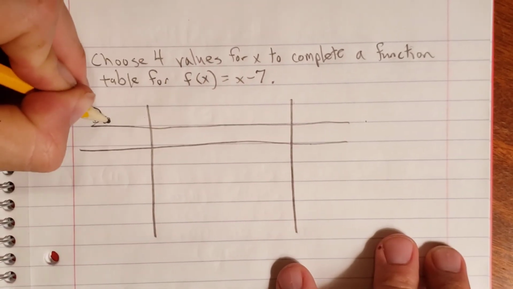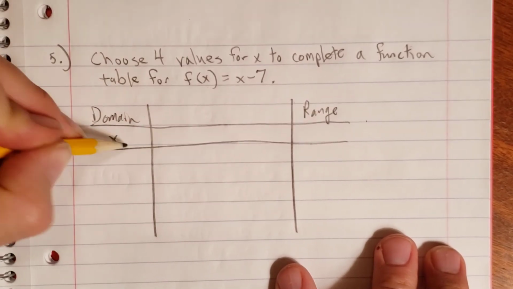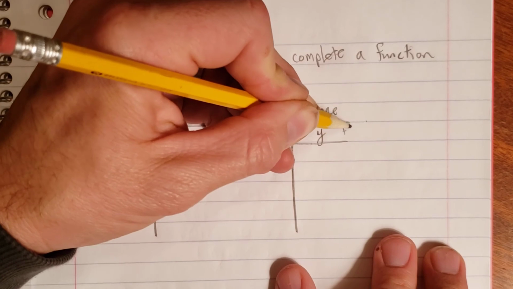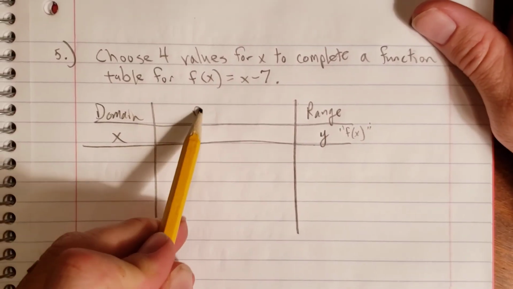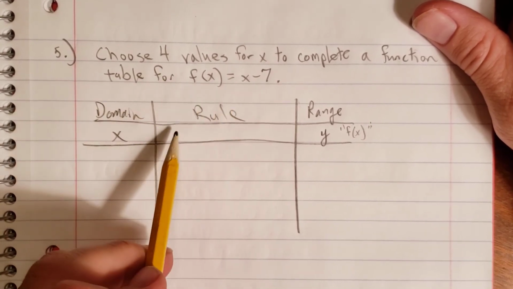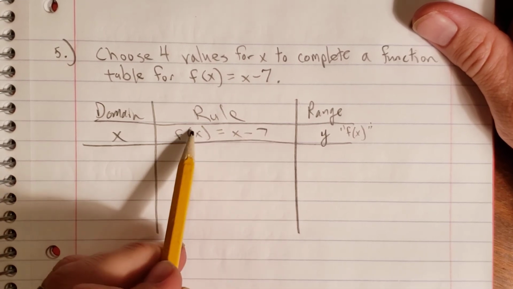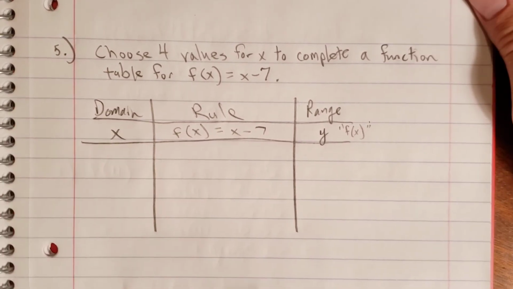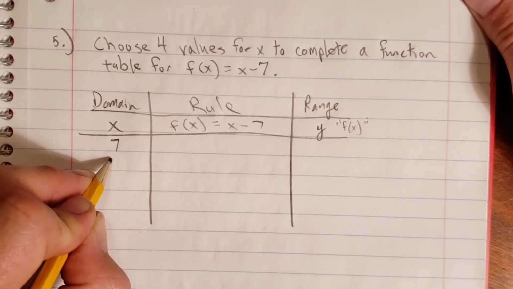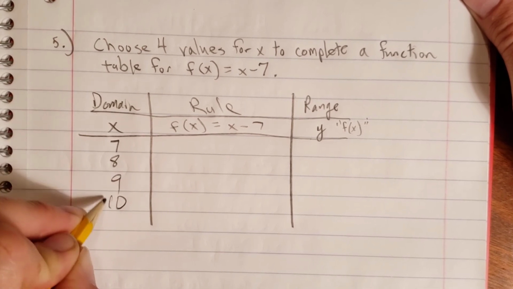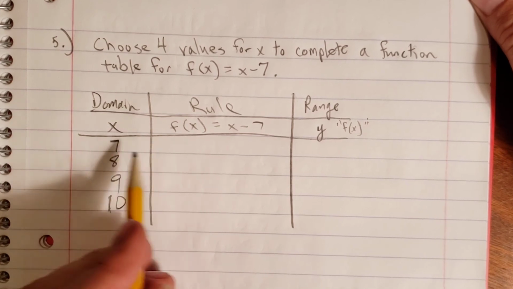This is our domain and our range, also known as input and output. X, y. We can also put f of x if we want. And then this is our rule, f of x equals x minus 7. Then we choose some numbers. I'm going to choose 7, that seems easy to me, 8, 9, and 10. You can choose other values if you want. Anyway, I'm going to plug these in now.